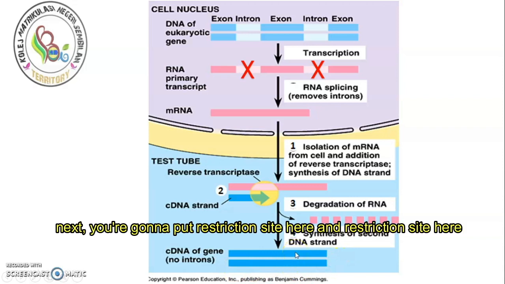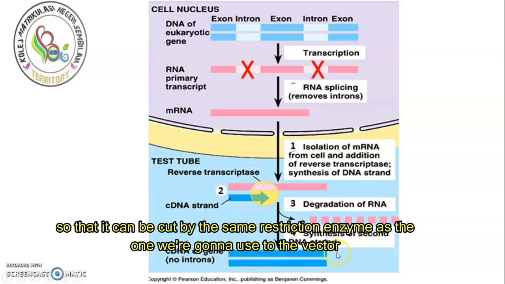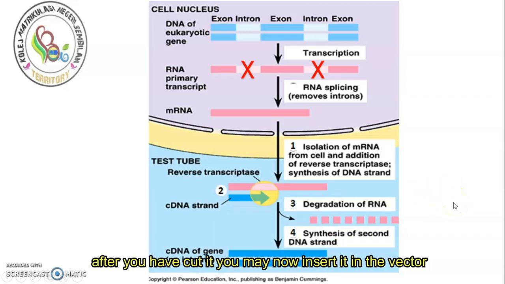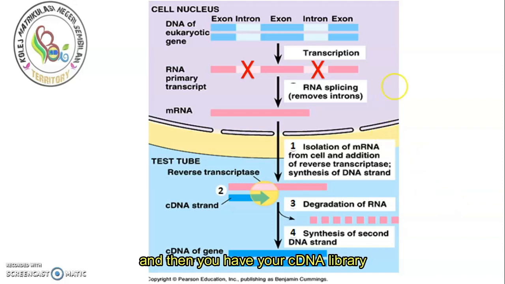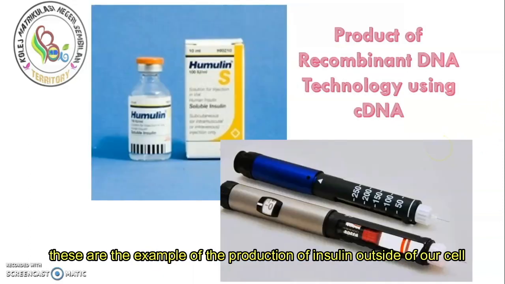Next, you're going to put a restriction site here and a restriction site here so that it can be cut by the same restriction enzyme as the one you are going to use on the vector. After you have cut it, you may now insert it into the vector, and then you have your cDNA library.